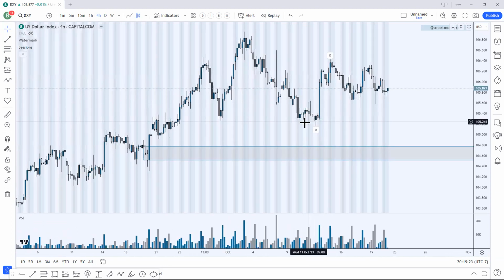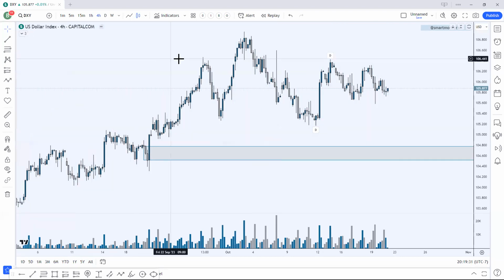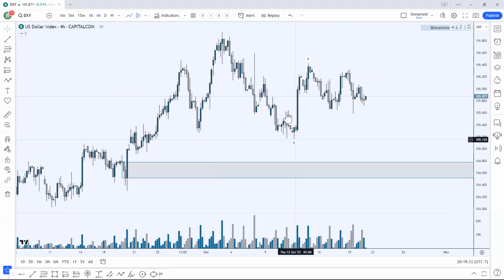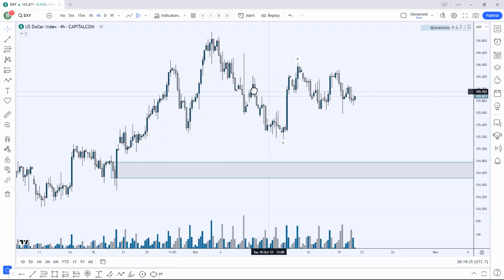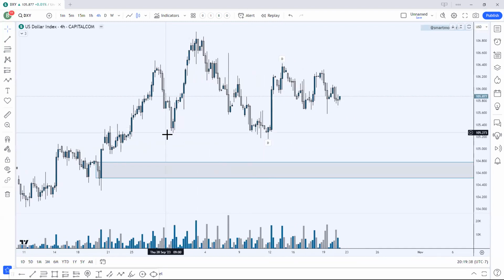Well, basically this was last week here when we came and swept this low, right? As soon as we swept that low, we continued to move up from there. But this right here would be a very key market structure point on the dollar for me. Not only did we sweep this low, but as soon as we swept it, we did see a nice reaction off of there.